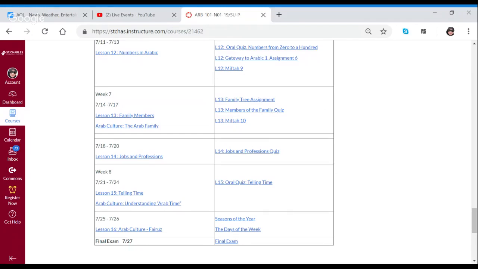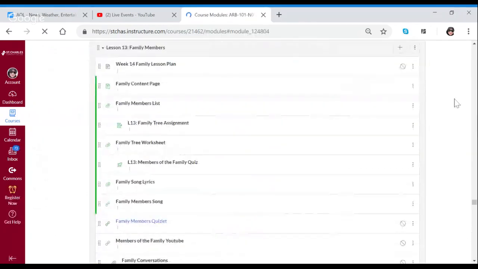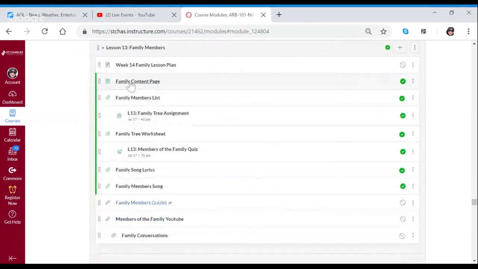So families, like I said, are just really, really important and tend to be really close. There's always like a lot of interaction amongst family members. In the West, it's kind of gotten away from that in a lot of ways, but it's still really important in the Arab world. Okay, so we're going to look at family members. And there is a section about the Arabic family in our Arabic culture section that's also required this week. Okay, we'll go to the content page.